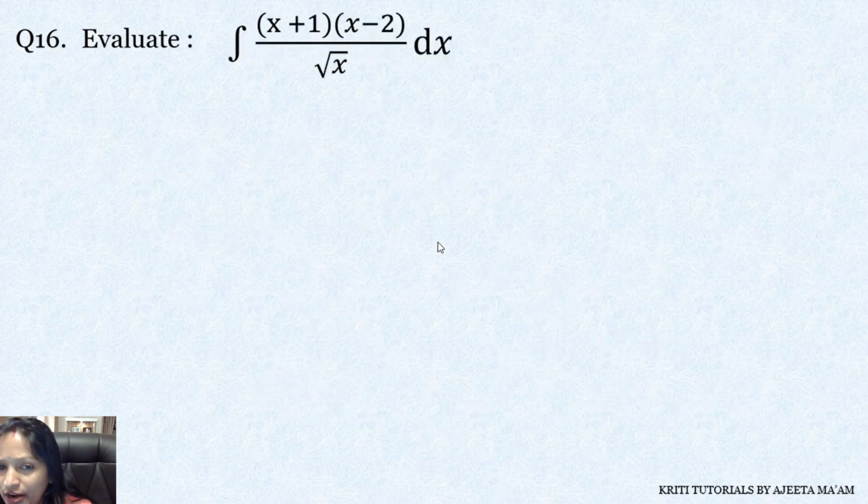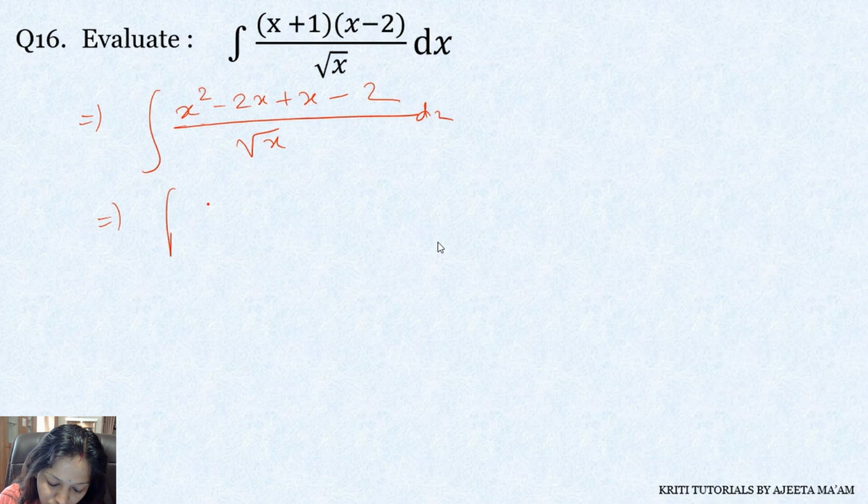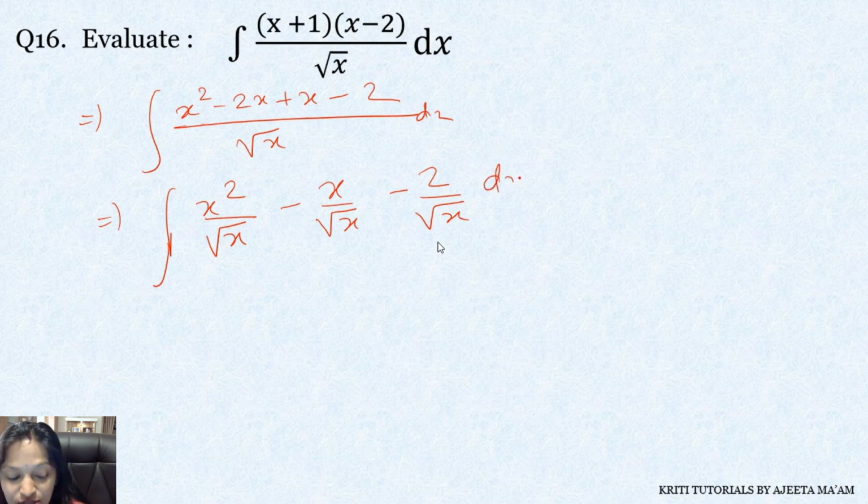Now here we have two factors in the numerator and root x in the denominator. So we are going to multiply first because we don't have anything like product rule or chain rule here till now. So we are going to do the simple multiplication and then simplify it. So what will you get on multiplying x plus 1 and x minus 2? x square minus 2x plus x minus 2, right? Upon root x. Now we are going to open the brackets and separate the denominator. So we get here x square by root x minus 2x plus x is minus x upon root x again, and here we get minus 2 upon root x dx, right? So this is the simplified function.